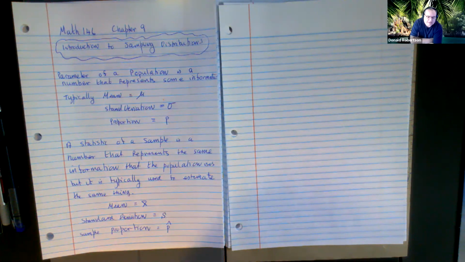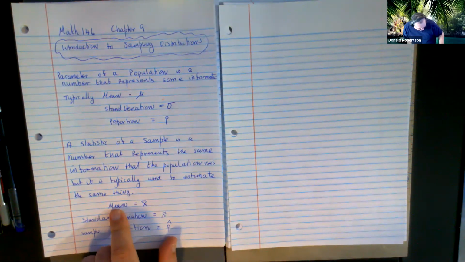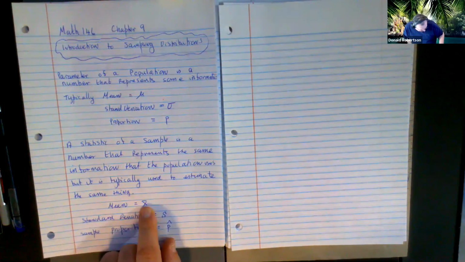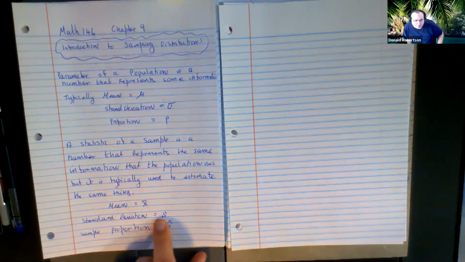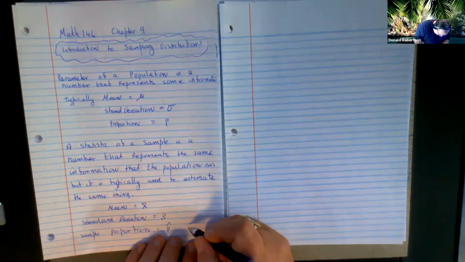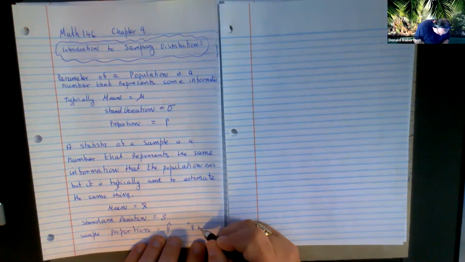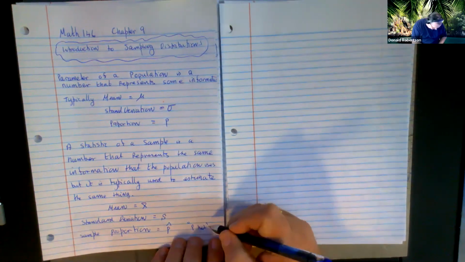Now, a statistic is basically the same kind of number. It represents the same kind of information that the population does, but a statistic comes from a sample. That's the main difference. So when you use a sample, the sample statistic for the mean is called X bar. For the standard deviation, it's typically called S. And the sample proportion is this little guy here, which you say out loud as P hat, because it looks like it's got a hat on it, I guess.